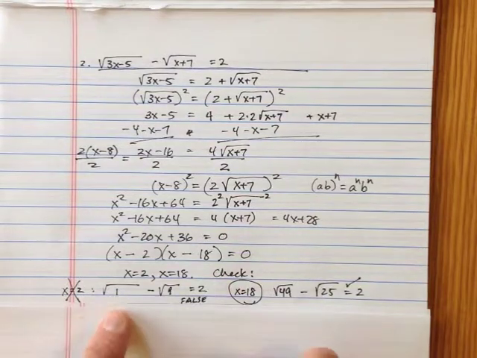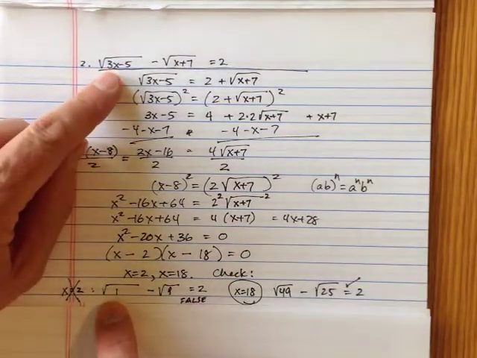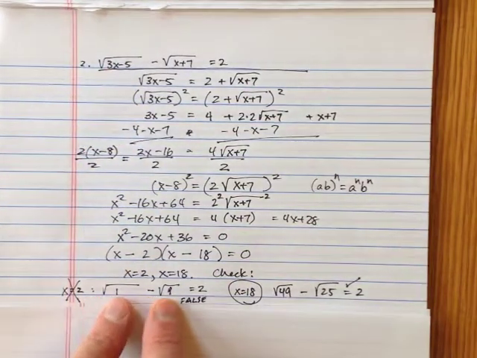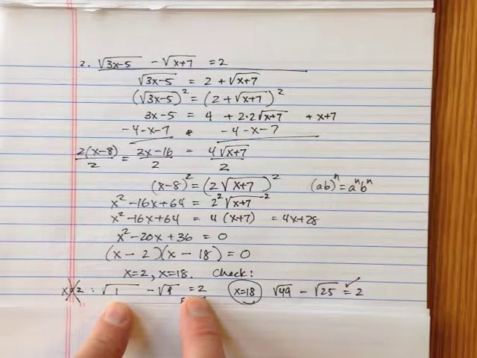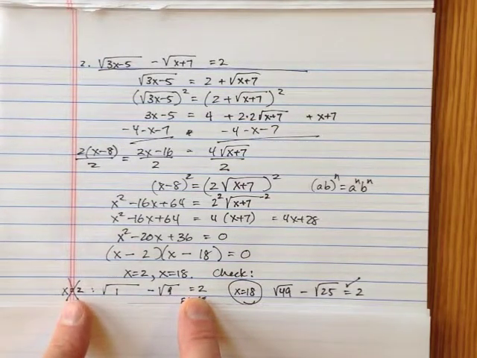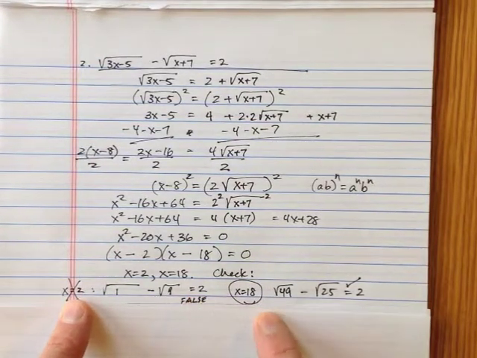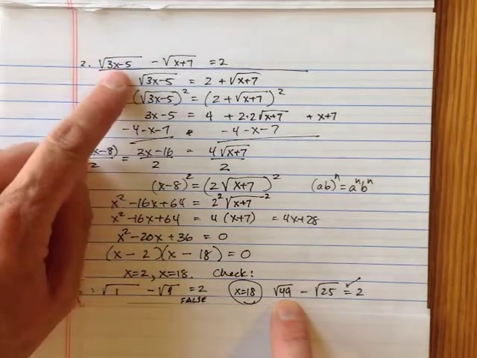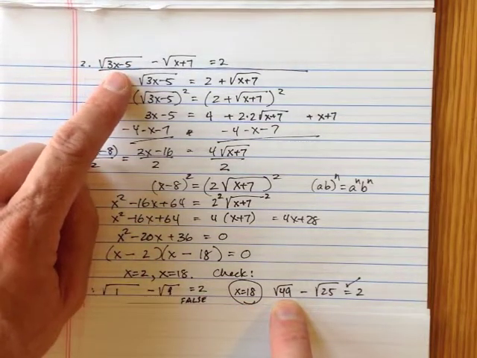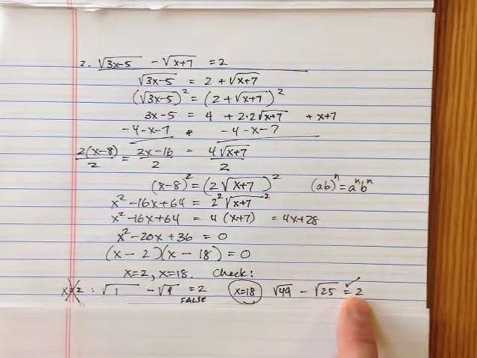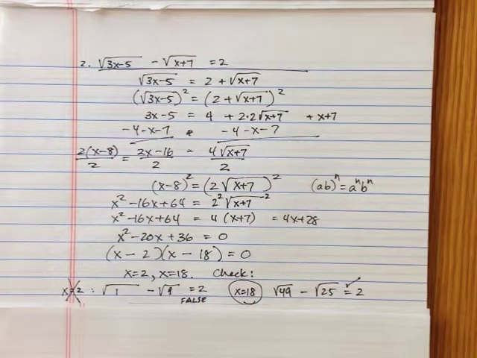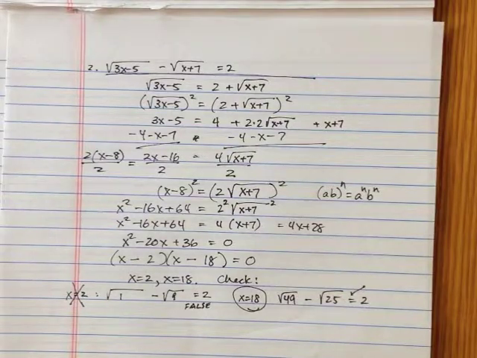I plugged in x equals 2 and I got, at x equals 2, the square root of 1 minus the square root of 9 equals 2, and that's false. That's 1 minus positive 3. That doesn't equal positive 2. So I ruled out x equals 2. At x equals 18, this was the square root of 49 minus the square root of 25. That's 7 minus 5, that is 2. So x equals 18 was our only solution.